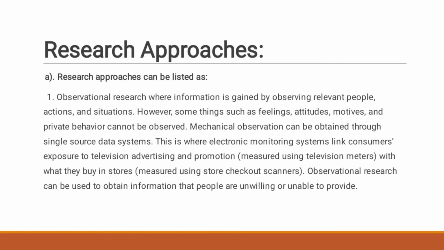Research approaches. Research approaches can be listed as follows. First one, observational research, where information is gained by observing relevant people, actions, and situations. However, some things such as feelings, attitudes, motives, and private behavior cannot be observed. Mechanically, observation can be obtained through single-source data systems. This is where electronic monitoring systems link consumers' exposure to television, advertising, and promotion with what they buy in stores. Observational research can be used to obtain information that people are unwilling or unable to provide.